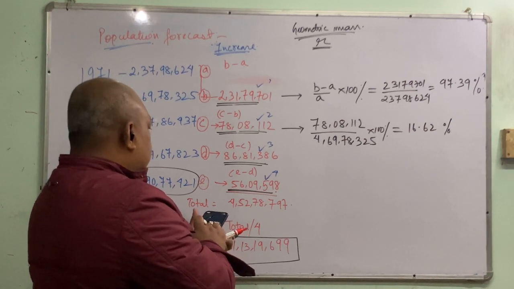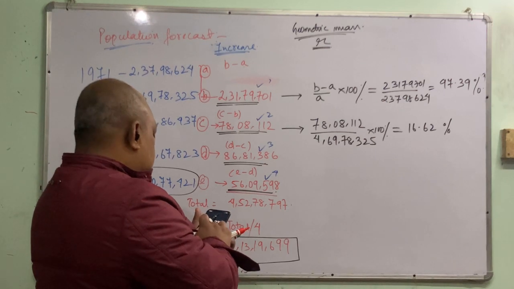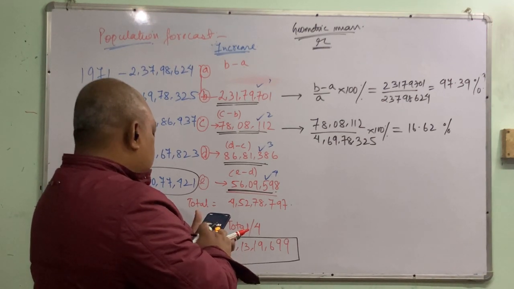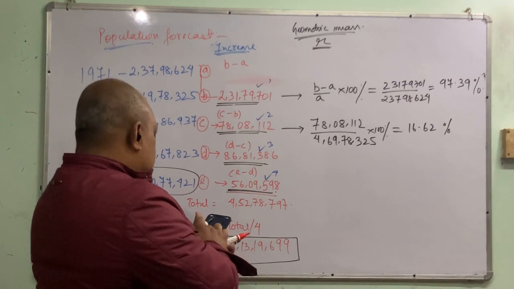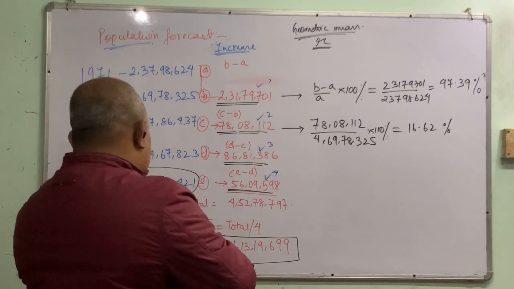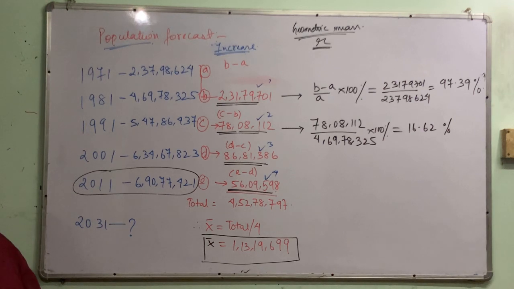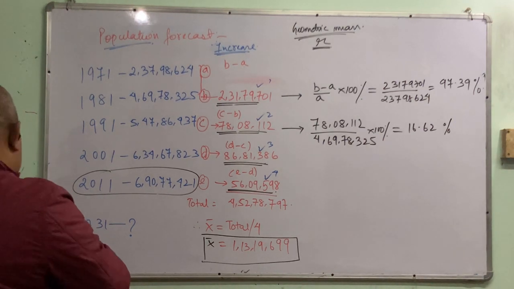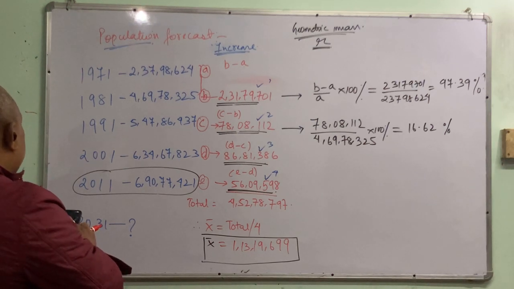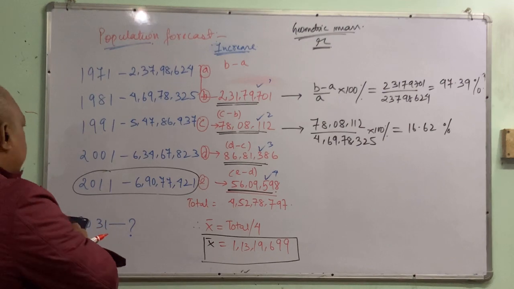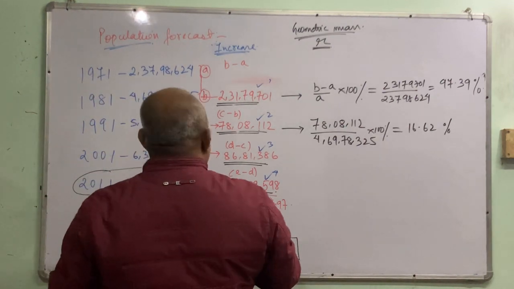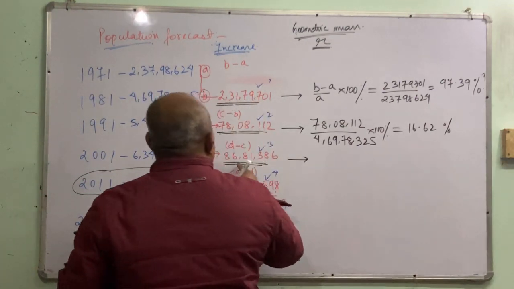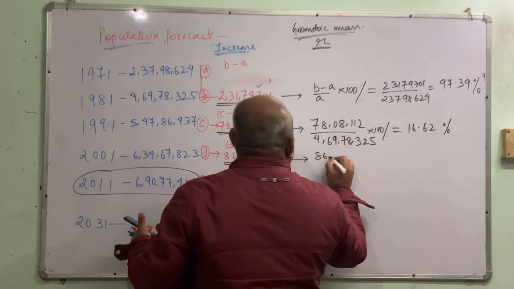23179,701 divided by 237,98624. 97% is correct. 7808,112, so it is correct. 78,000 out of 46978, 325. Okay, anyway, and for this one, this part, it is going to be 86 lakhs.